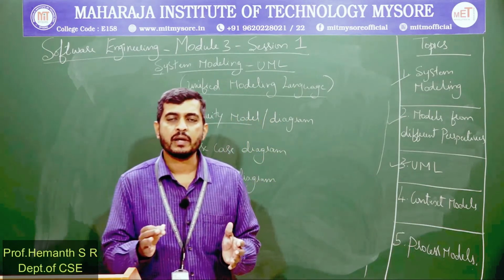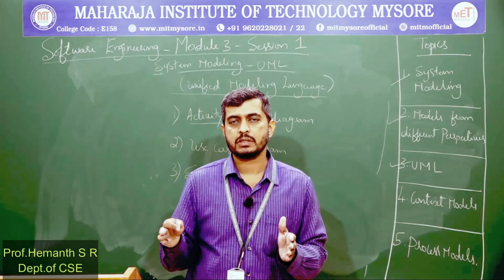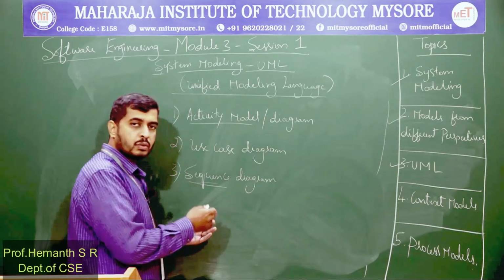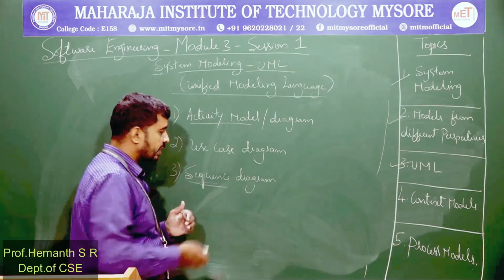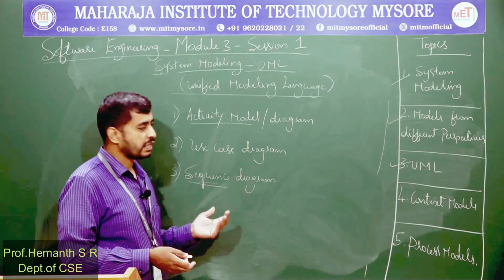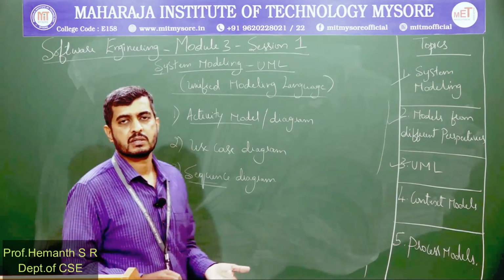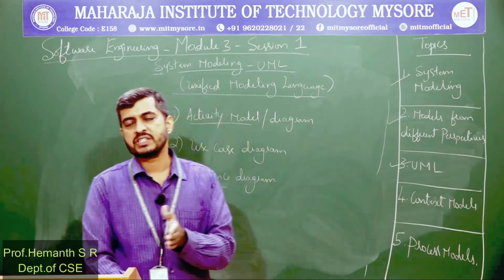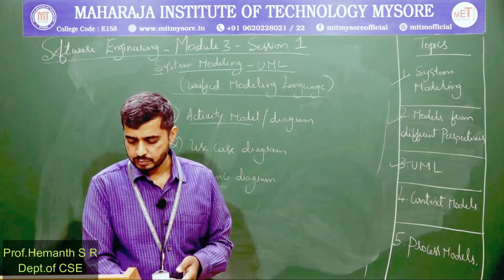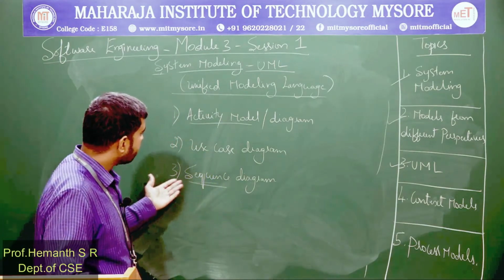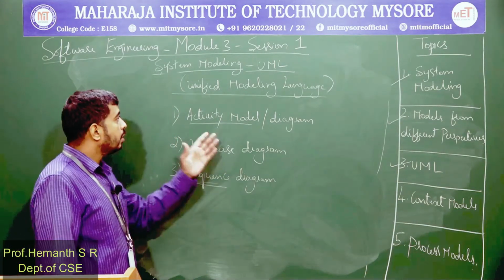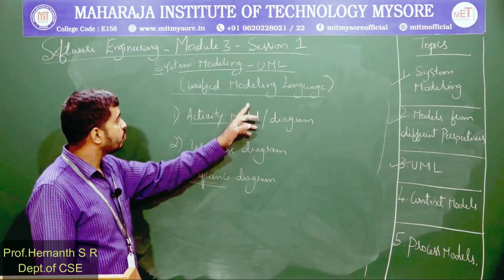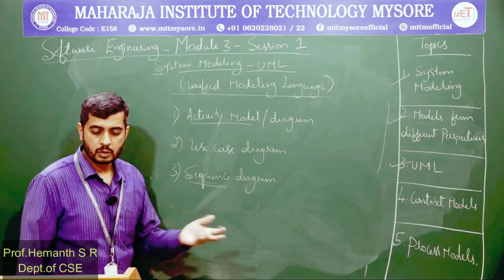So interaction is happening, but in an ordered fashion. The plans about it are presented through a model, that is the sequence diagram. You can use sequence diagram to present these plans, at what point of time, what type of interaction is happening. So that was the third one, the sequence diagram, which is a type of UML used in system modeling.